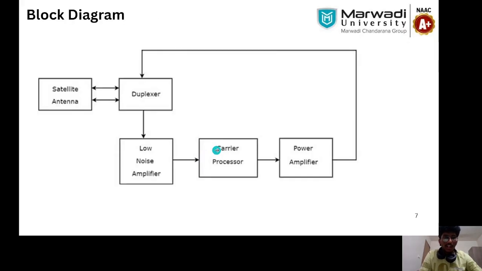And here is the block diagram of a transponder. We use a satellite antenna. Here is a bidirectional transmission through the duplexer from the satellite antenna to the low noise amplifier, which amplifies weak signals with minimal noise, to the frequency converter with the mixer, which converts uplink frequency to downlink frequency, to the power amplifier, which increases the signal power for transmission.